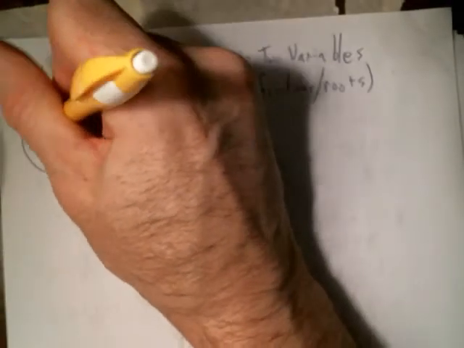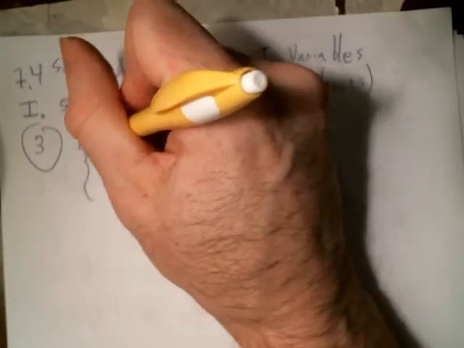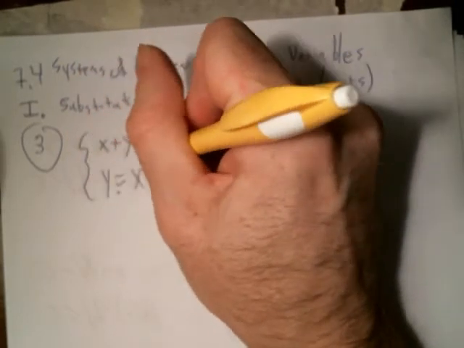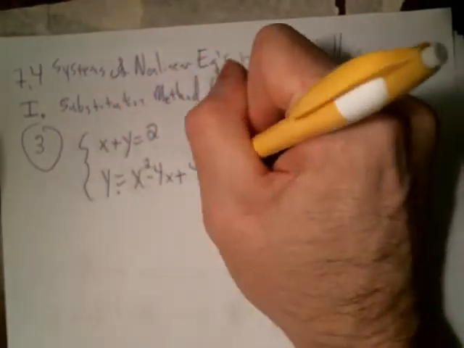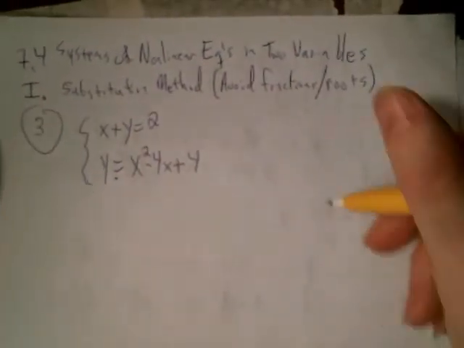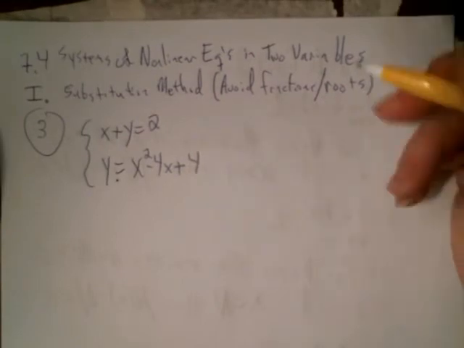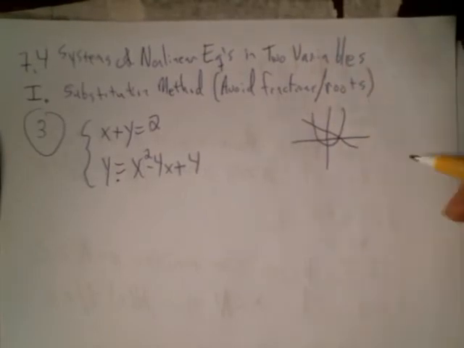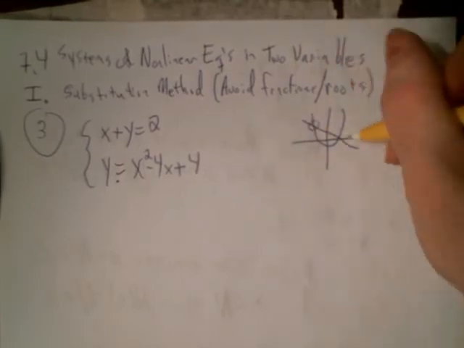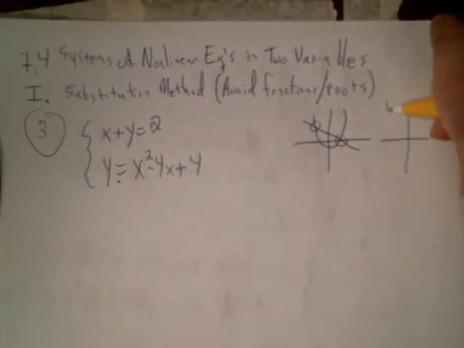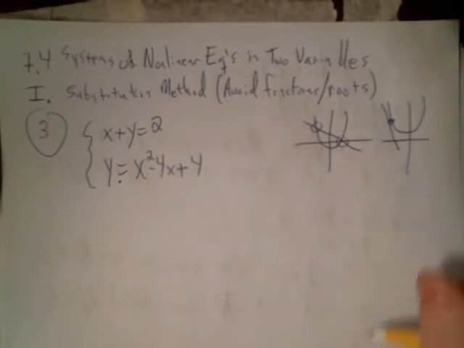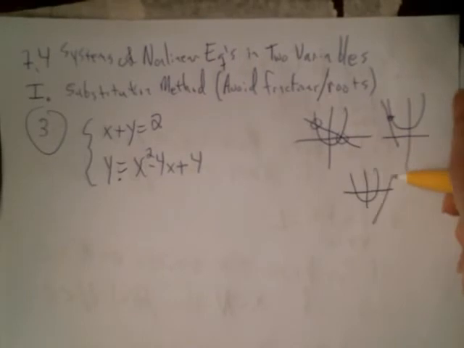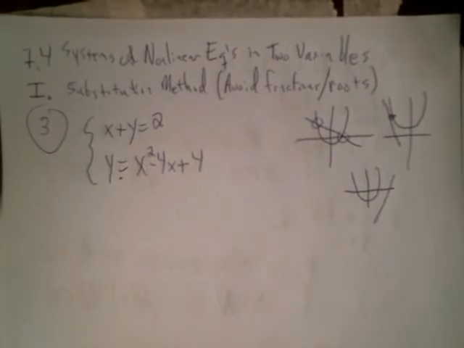Okay, so anyways, let's look at number 3. We have a nonlinear system: x plus y equals 2, and y equals x squared minus 4x plus 4. Geometrically, what you're looking at here is the equation of a line and the equation of a parabola. So, not knowing what exactly we have here, there are 3 possibilities. There could be 2 solutions. There could be just 1 solution, maybe it hits like this. And there could also be 0 solutions, of course. So the line just completely misses the parabola.